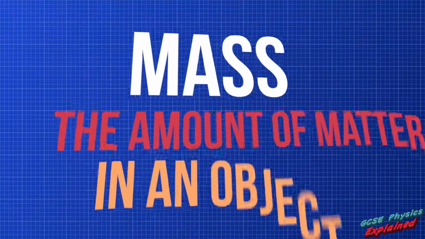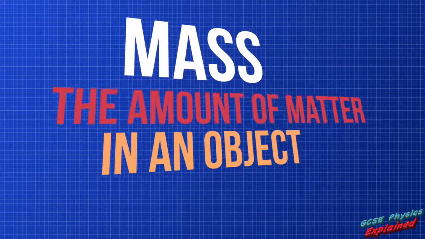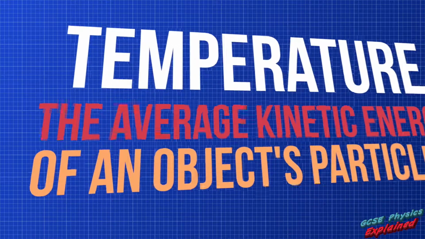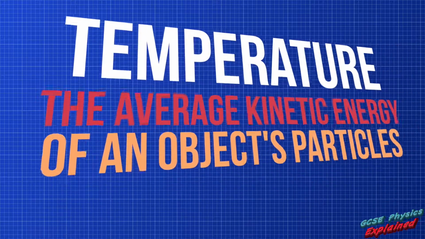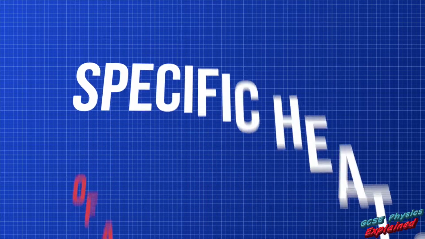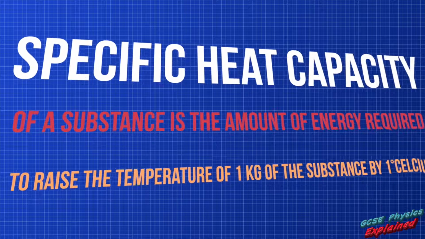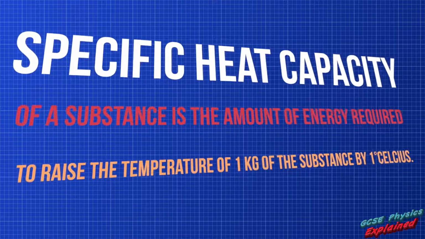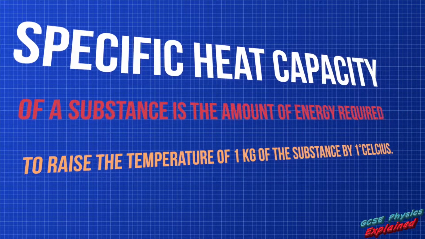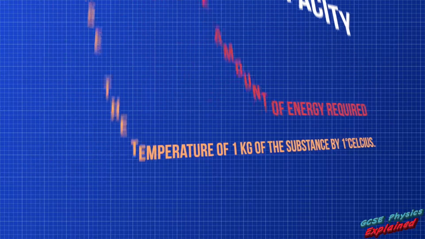Mass is the amount of matter there is in an object. Temperature is related to the average kinetic energy of an object's particles. And the specific heat capacity of a substance is the amount of energy required to raise the temperature of 1 kilogram of the substance by 1 degree Celsius.